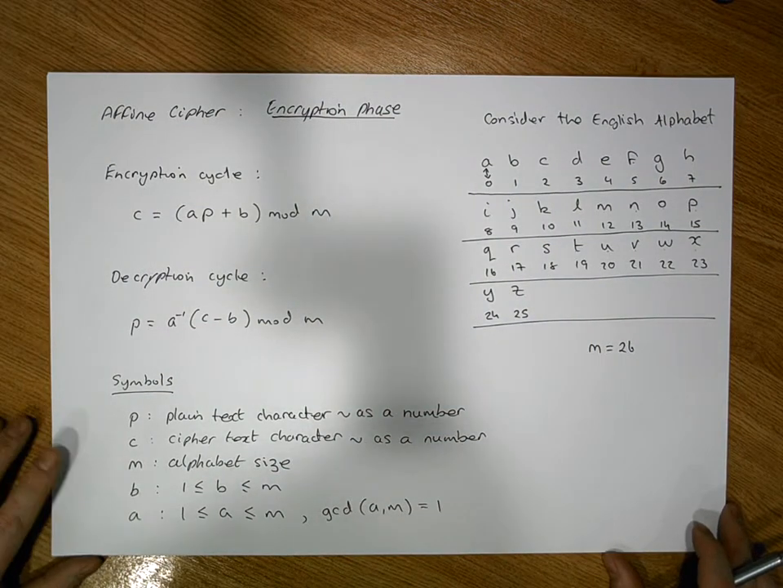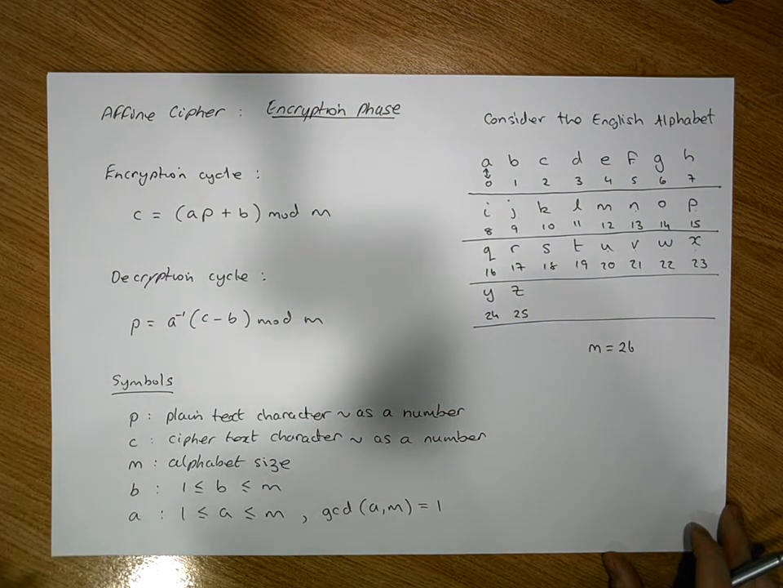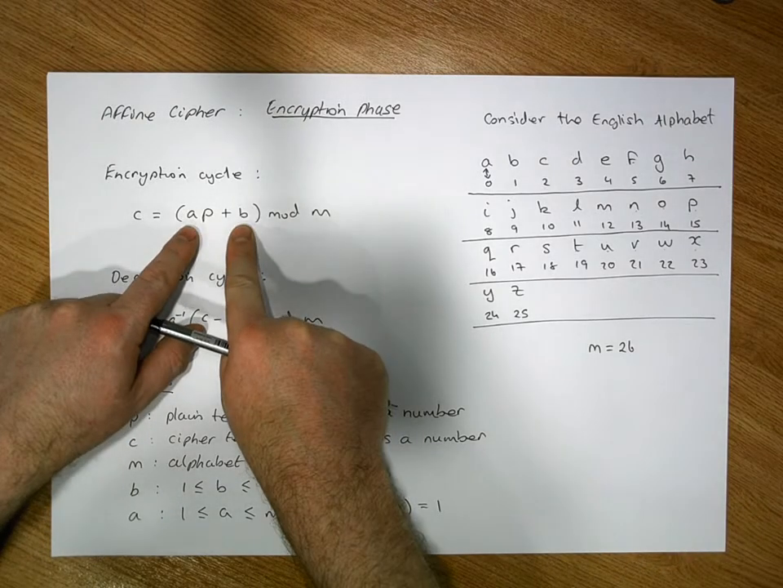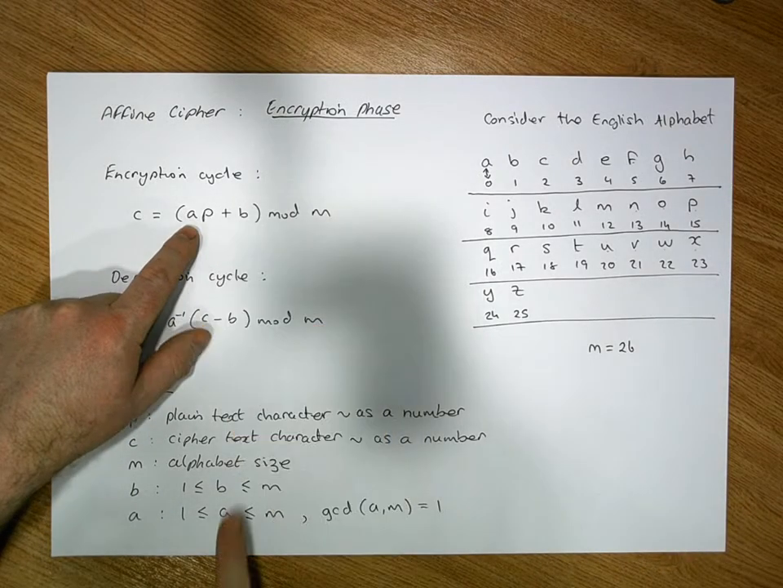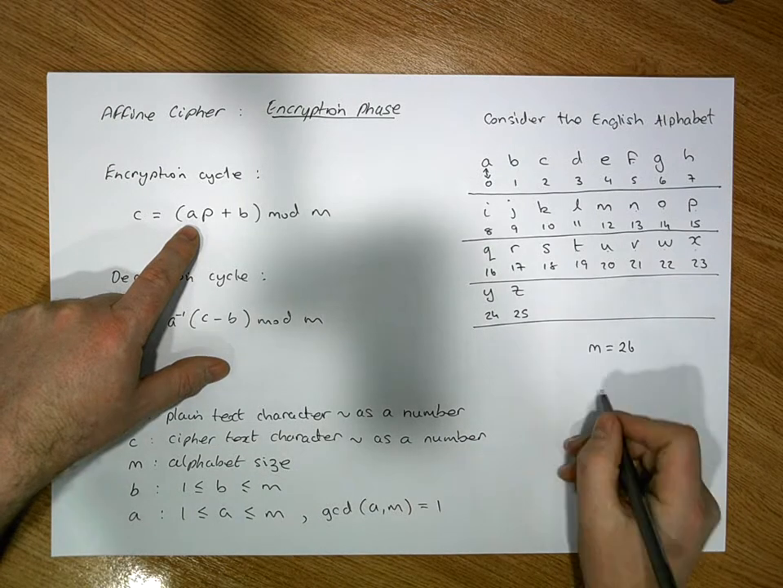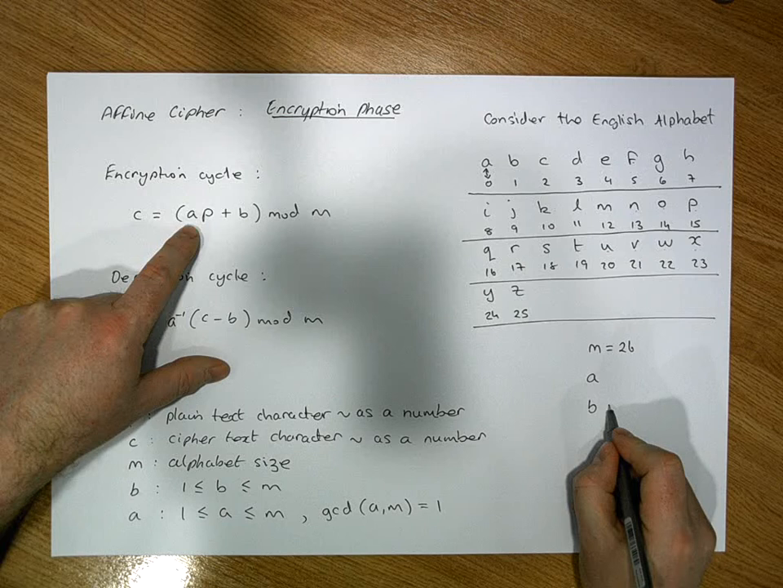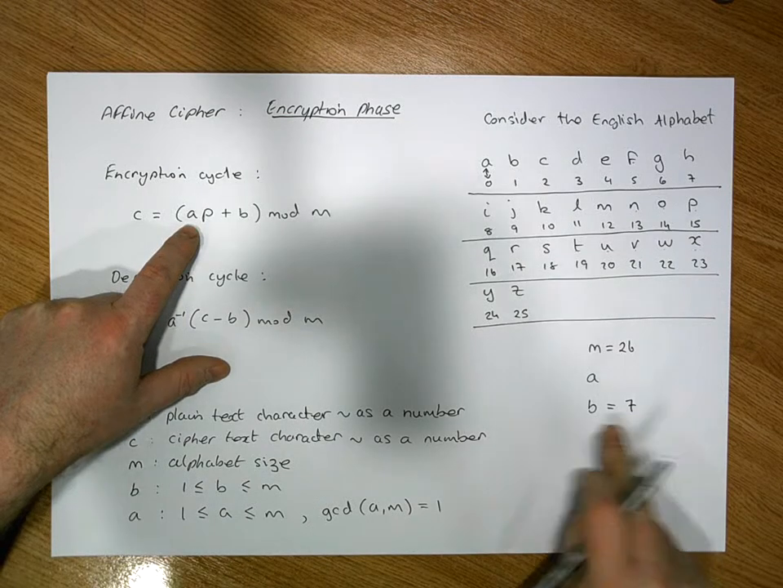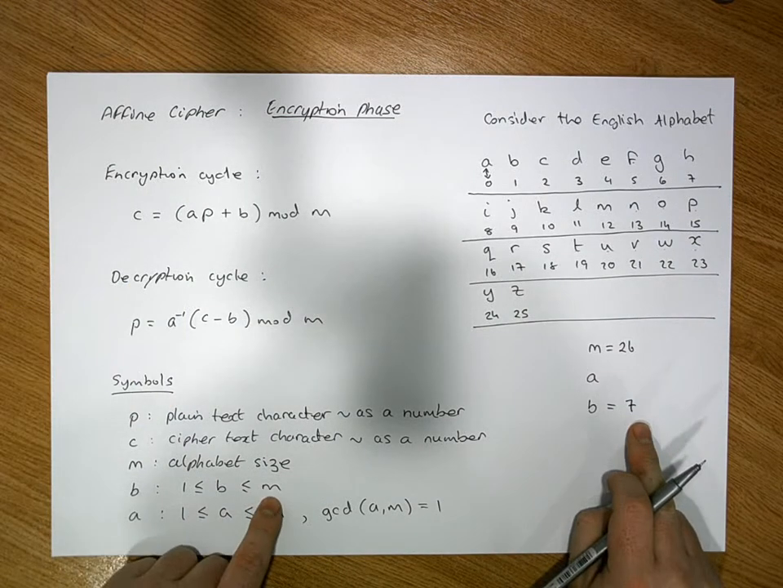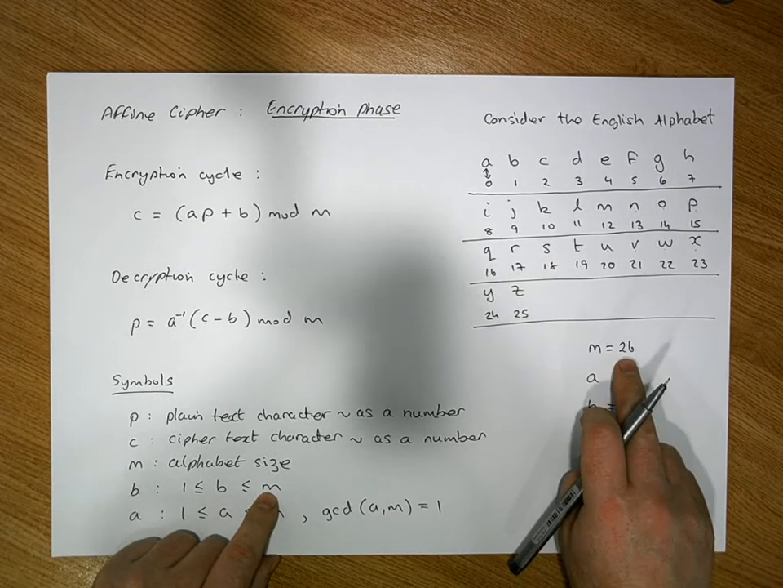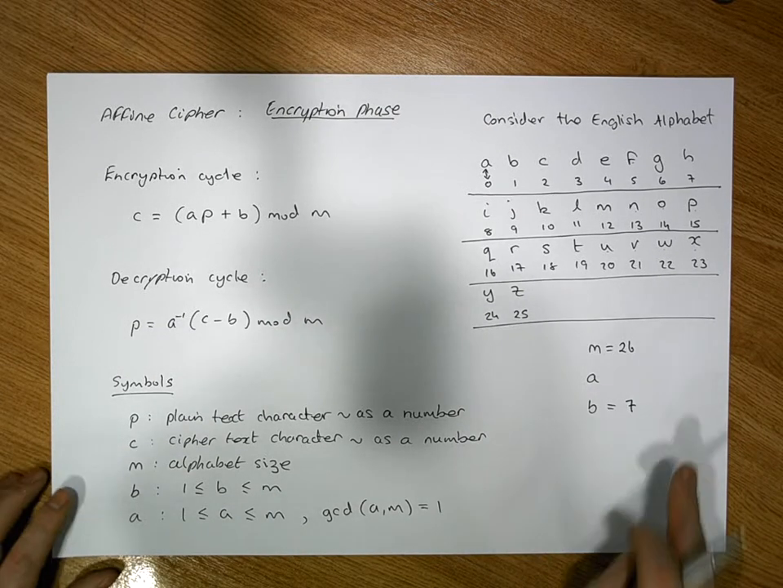In the encryption phase, it's important that we choose two numbers, A and B, and these numbers must be less than or equal to M. Let's say we choose B to be equal to 7. There's no other condition on B other than it has to be a number greater than or equal to 1 and less than or equal to M, which is 26. In this case, let's just choose 7.